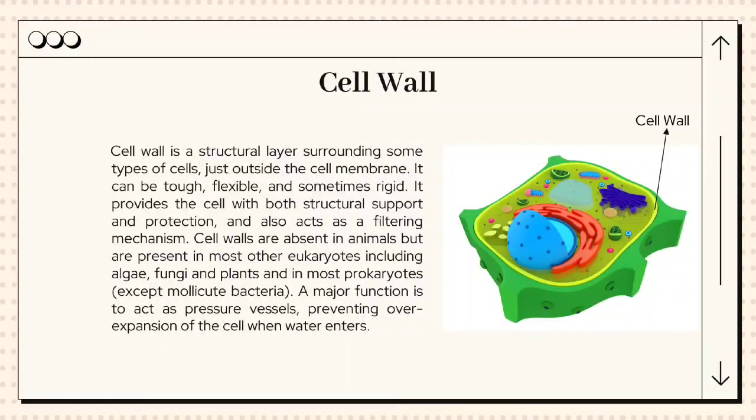The cell wall is a structural layer surrounding some types of cells just outside the cell membrane. It can be tough, flexible, and sometimes rigid. It provides the cell with both structural support and protection, and also acts as a filtering mechanism. Cell walls are absent in animals, but are present in most other eukaryotes, including algae, fungi, and plants, and in most prokaryotes except mollicute bacteria. A major function is to act as pressure vessels, preventing overextension of the cell when water enters.